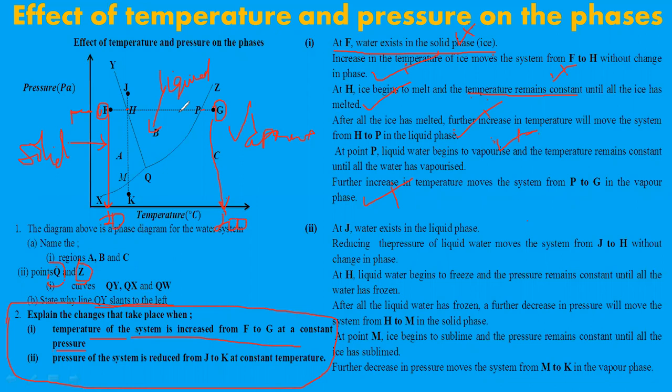At P, vapor begins to liquefy. Yes, you can say the vapor begins to liquefy or the vapor begins to condense. The vapor begins to condense and the temperature remains constant until all the vapor has liquefied or condensed. Very good.